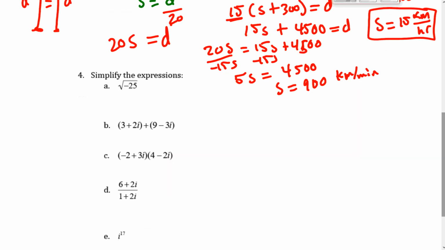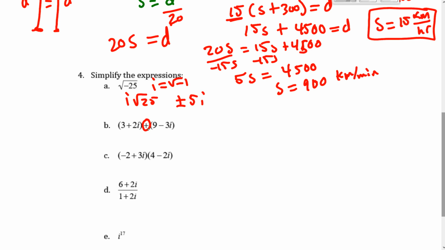Okay, going forward, simplifying these expressions, we can't take a square root of a negative, so we switch that to i, because i is equal to the square root of -1. So this becomes i square root positive 25 now, and square root of 25 is plus or minus 5i. And then we're just adding here.